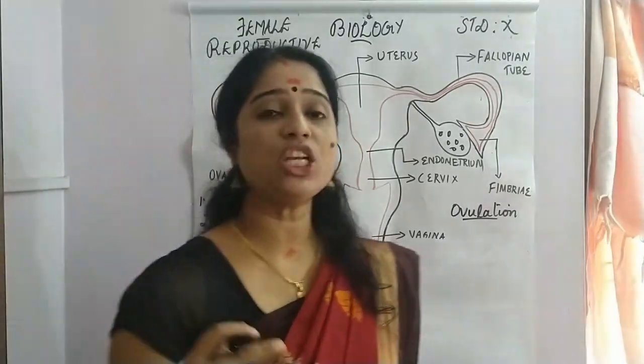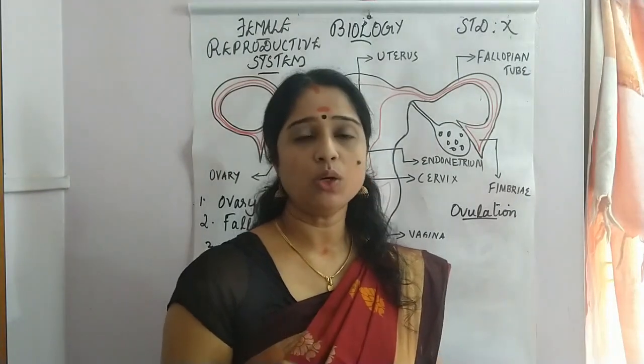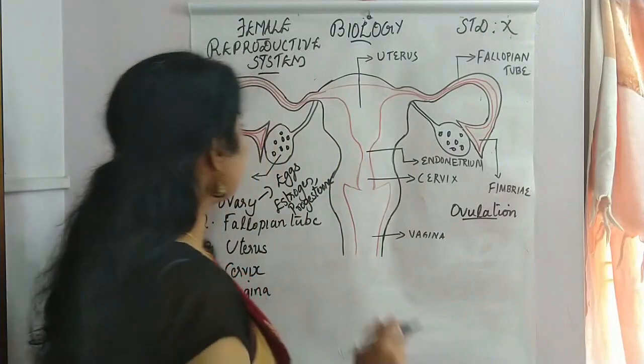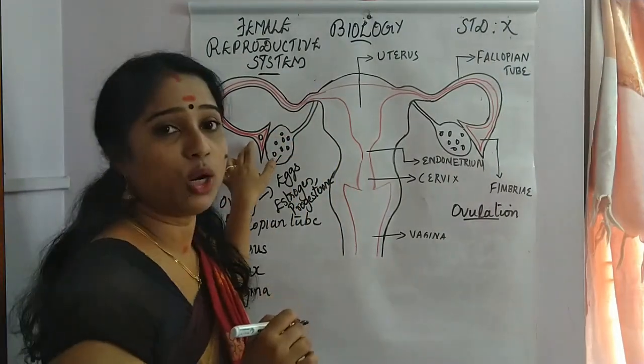It takes place every 28 days. Every month ovulation takes place. Clear about ovulation? So now the egg is getting released. Now the mature egg is getting released into the fallopian tube.